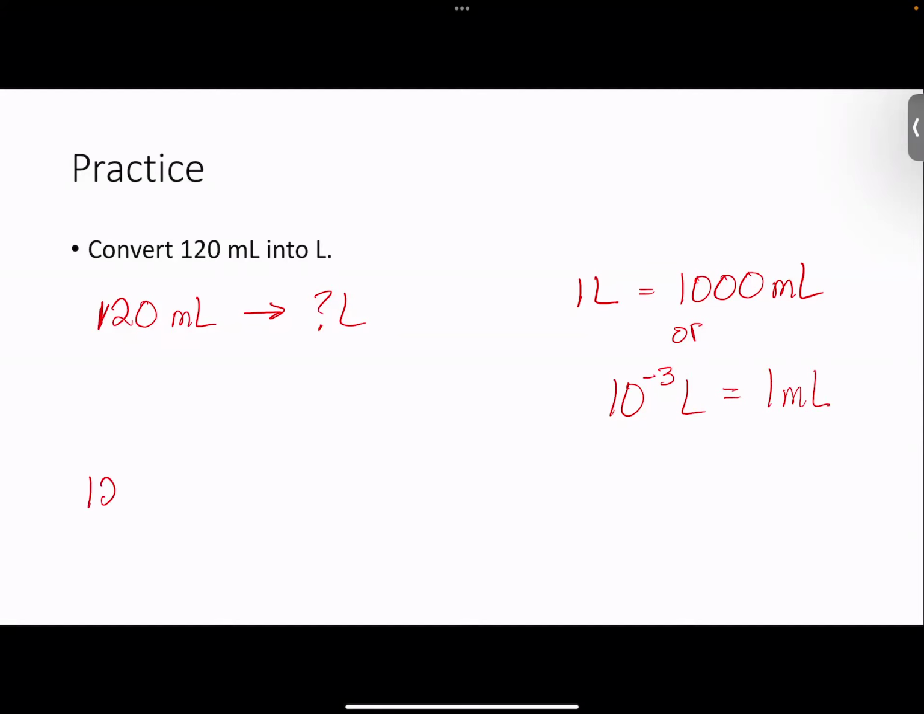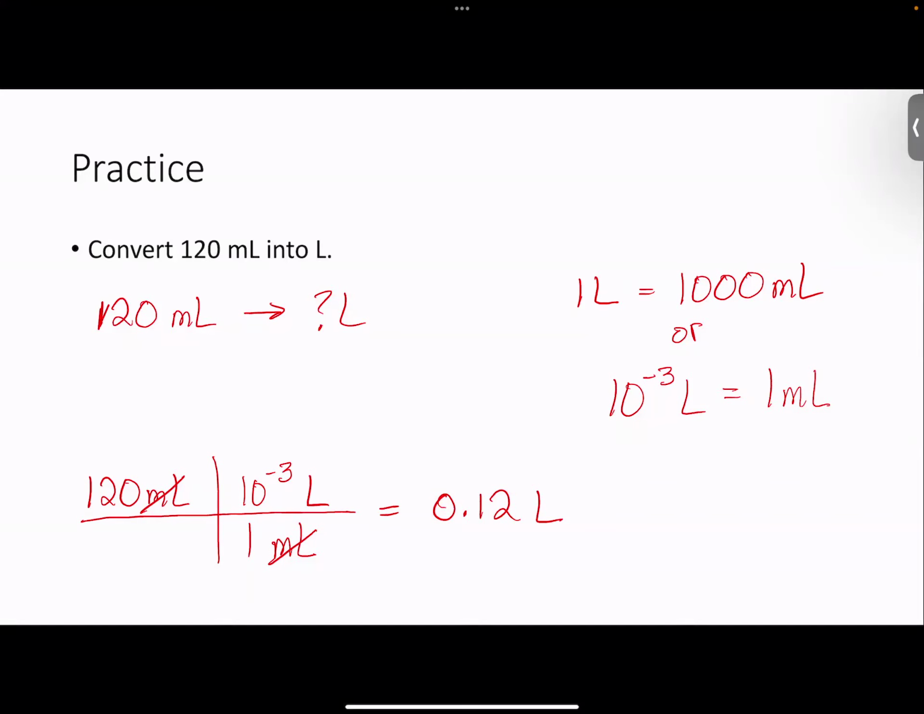Now we solve. So 120 milliliters. The milliliters have to cancel. So I'm going to place the 1 milliliter in the denominator with the 10 to the minus 3 liters in the numerator. The milliliters canceled, leaving liters. When you key this into the calculator, you'll get a value of 0.12 liters. That's what it's going to look like in the calculator.